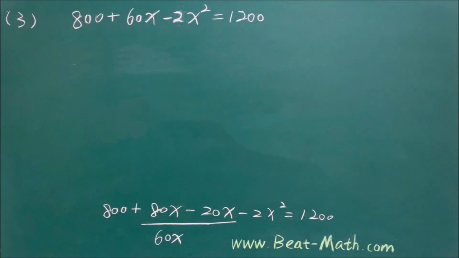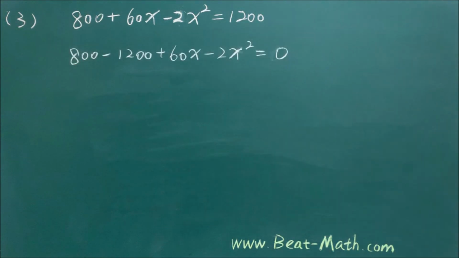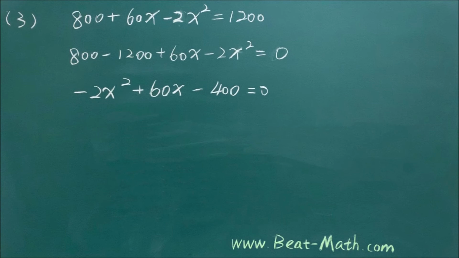Then move 1,200 to the left side by changing its sign. So we get 800 minus 1,200 plus 60x minus 2x squared equals 0. Then negative 2x squared plus 60x minus 400 equals 0. Divide all terms by negative 2 and the value will not change, so the equation turns into x squared minus 30x plus 200 equals 0.